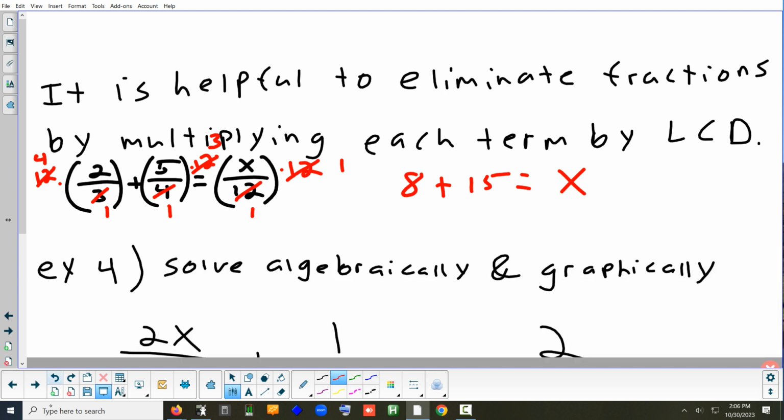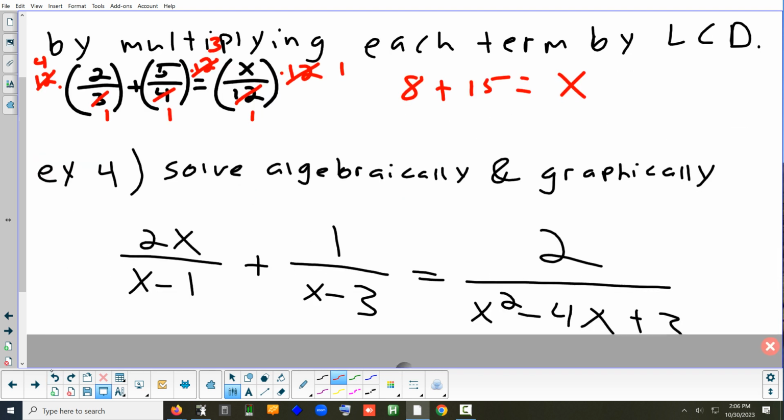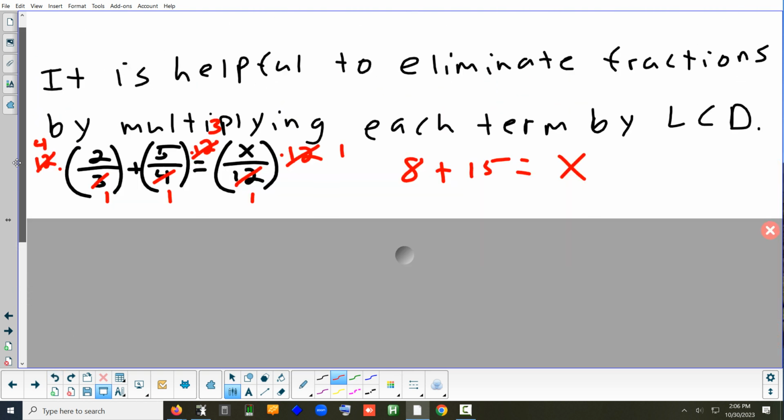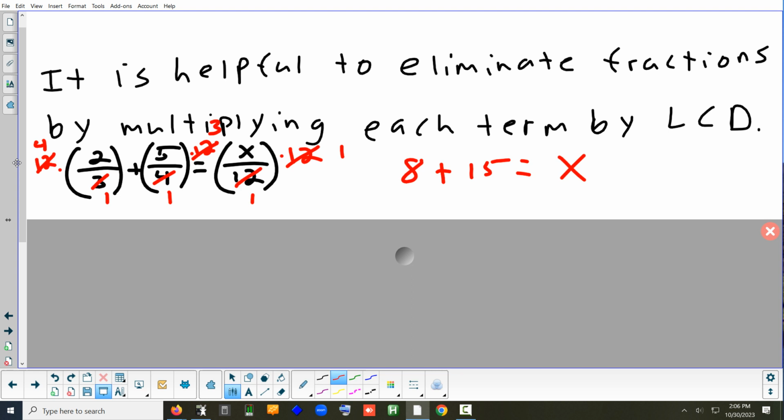But instead of just having all numbers on the bottom, they're going to have some letters. I lost you after you crossed out 12 with the 3s and 4s. I get those, but how did you correlate that to the 8 plus 15? I missed that. So 4 times 2, plus 5 times 3.